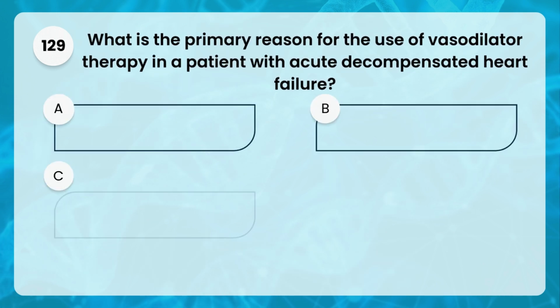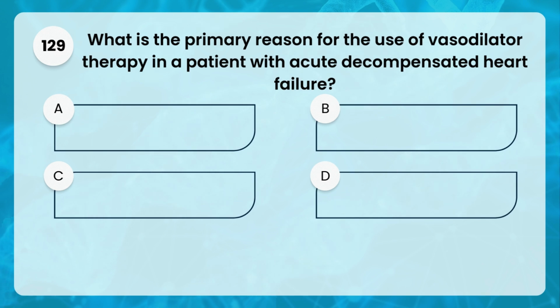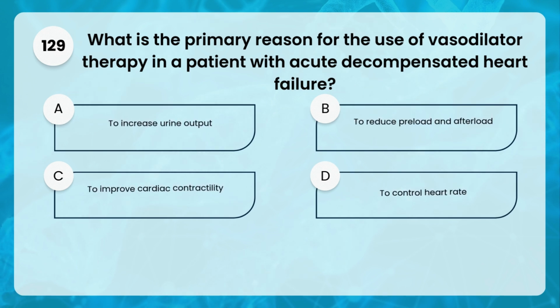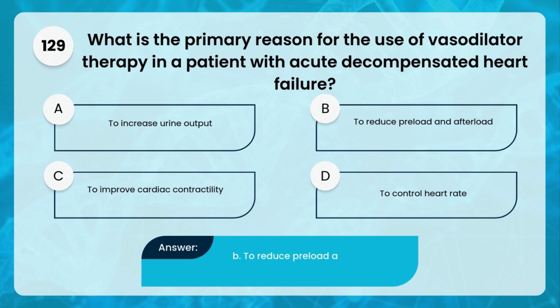129. What is the primary reason for the use of vasodilator therapy in a patient with acute decompensated heart failure? A. To increase urine output. B. To reduce preload and afterload. C. To improve cardiac contractility. D. To control heart rate. The answer is B. To reduce preload and afterload.